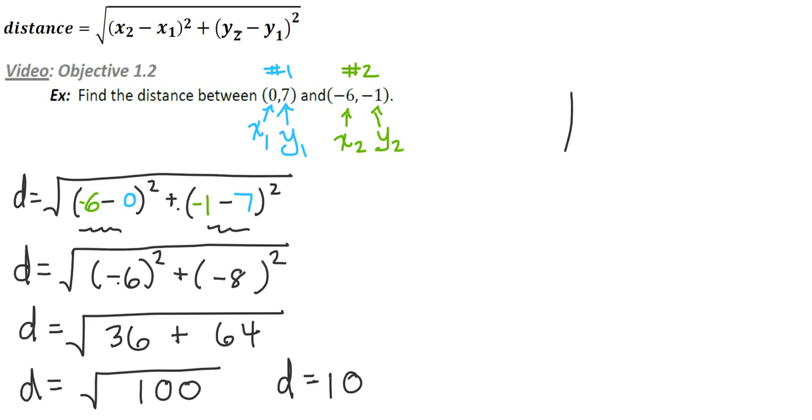So to see what we have done here, if you just make a 10-second sketch of these 2 points, we've got point number 1 was at 0, 7. I'll pretend that's about up here. And point number 2 was at -6, -1. I'll say that's about there. And the distance between them we have determined is 10 units. And that is what we have learned with the distance formula.